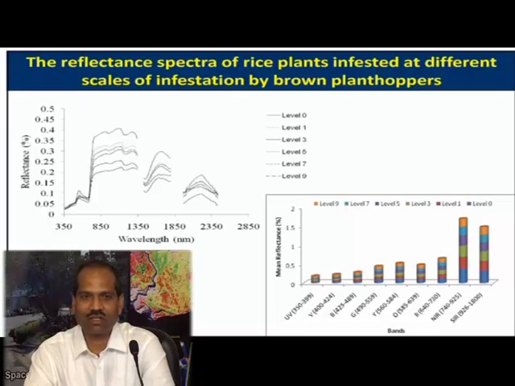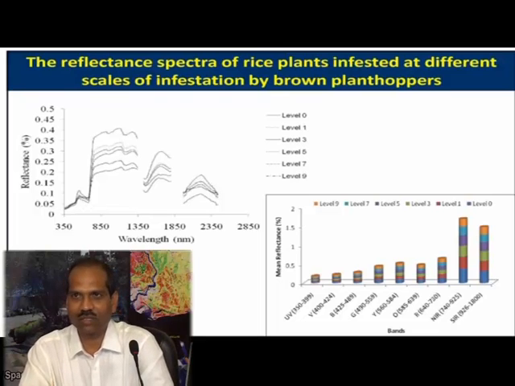It may damage the pigment content of the leaf. It may suck the cell sap. The cell structure may get damaged. So this is reflected over here at the red band itself. Maybe the chlorophyll content may go down, so the reflection will be high in case of the red band.